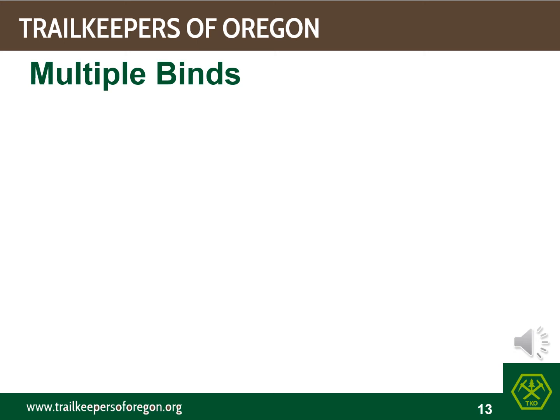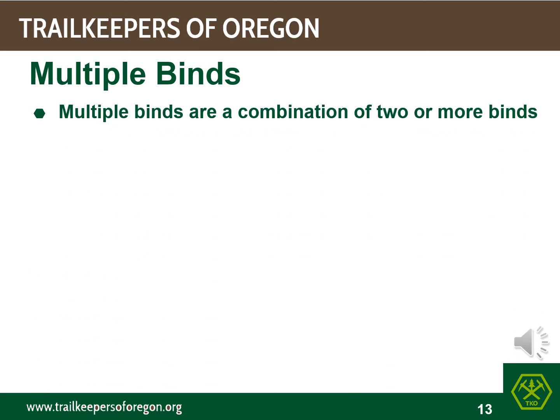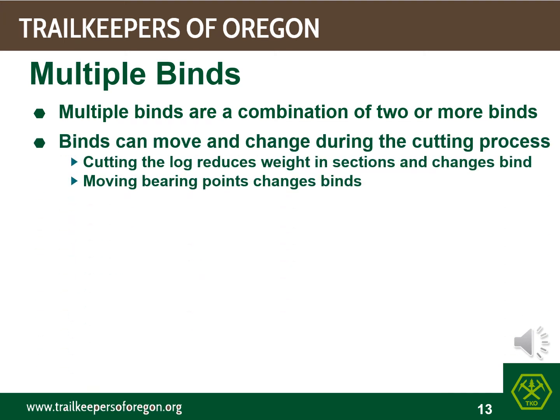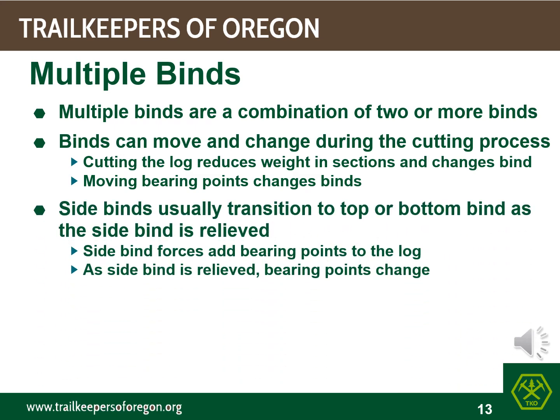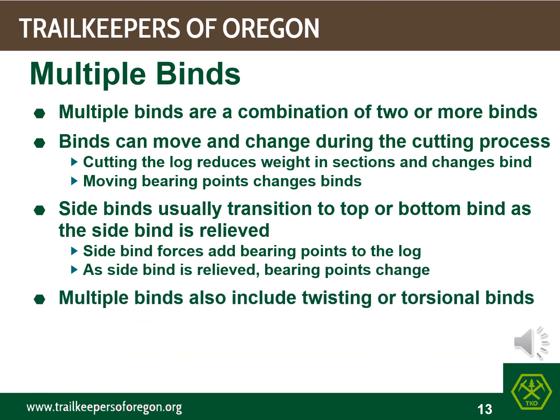Multiple binds are a combination of two or more binds. These binds can move and change as you cut. Side binds will change to top or bottom binds as the side bind is relieved. Bearing points can also change. Don't overlook torsional binds, which are sometimes hidden.